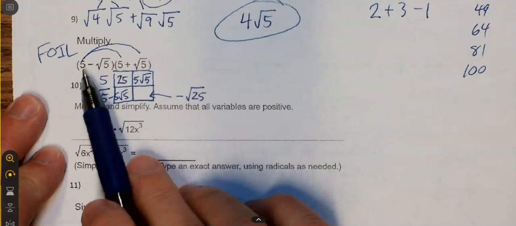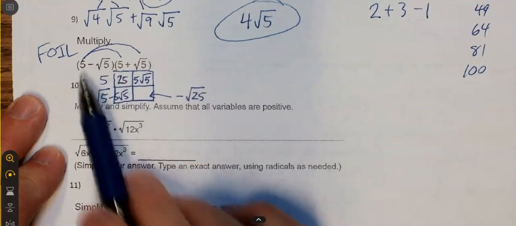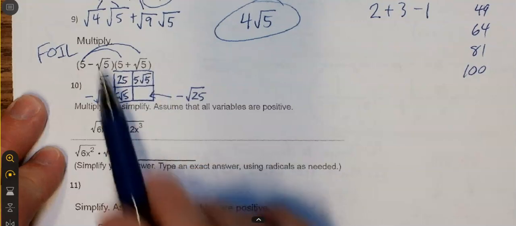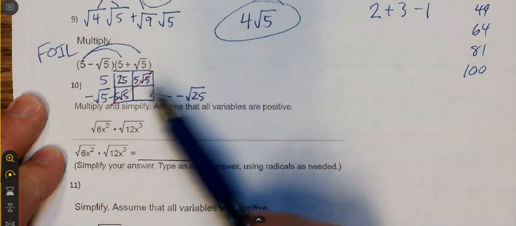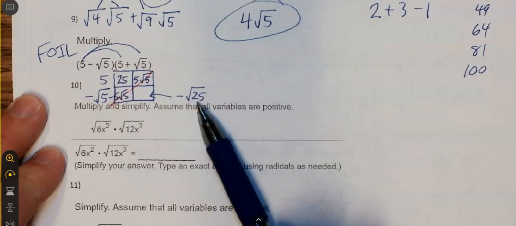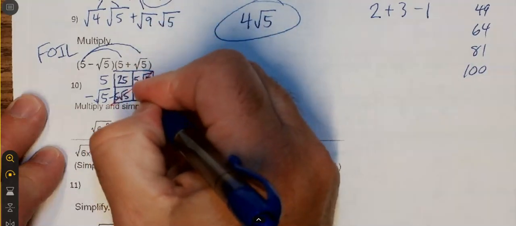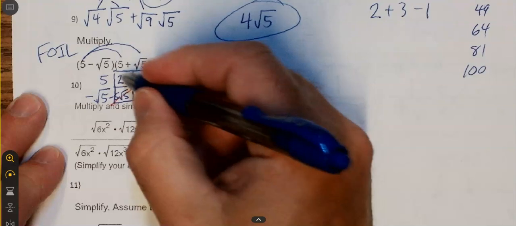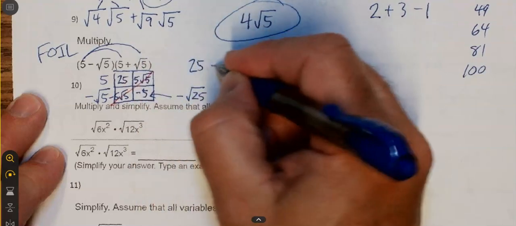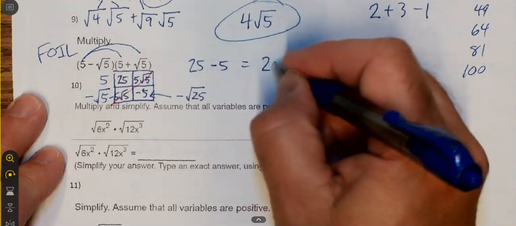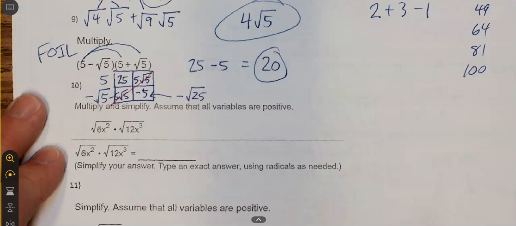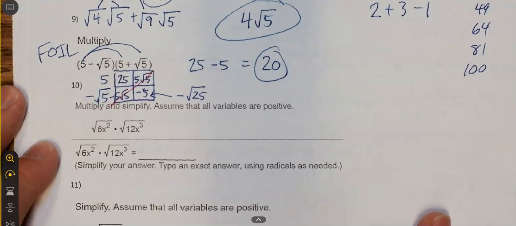Alright, so when I did the first, I got 25. When I did the outsides, I got 5 radical 5. When I did the insides, I got negative 5 radical 5. And those two things cancel each other out. In the bottom right corner, I got negative square root 25. What's another way to say negative square root 25? Negative 5. So my final answer is really going to be based on whether I know 25 take away 5. Yep, just 20. That's it, folks.